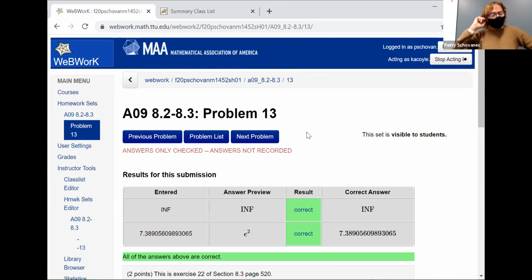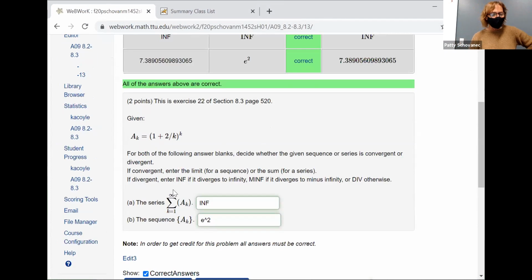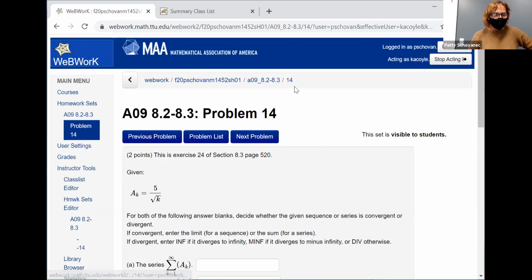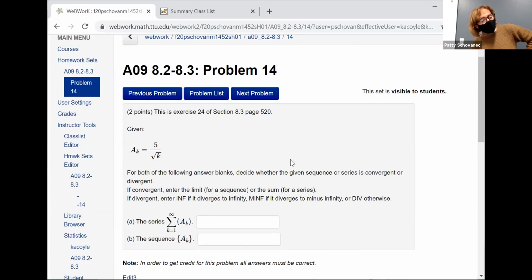Does that make sense? It's always quicker to test the sequence first. And then if you get a limit that's not 0, then you can just make this statement on your series. I bet that happens with the next problem. No, this one's different. Well, let's try it. Let's do the sequence first. Take the limit as k goes to infinity. Let me see if I can annotate. For this one, take the limit.